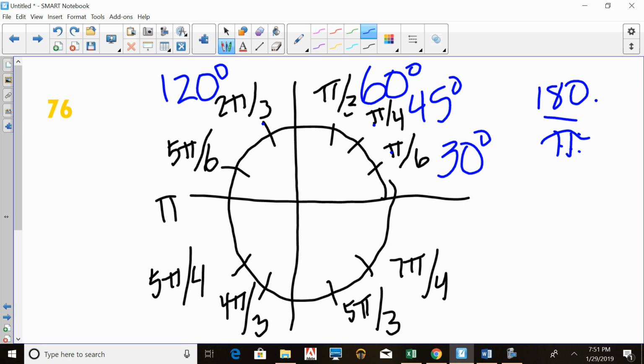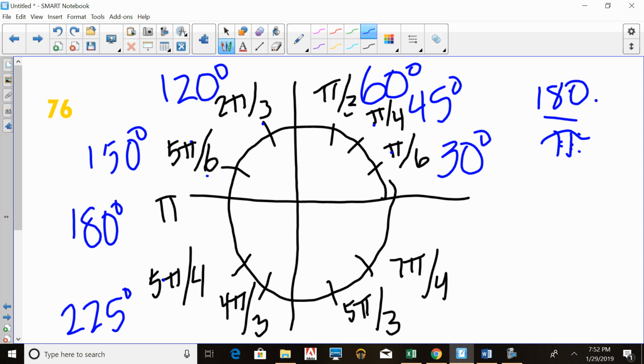5 pi divided by 6, the pi's divide out again. 6 goes in 180 30 times, and 30 times 5 is 150. Next, type 180 over pi, the pi's divide out, and you're left with 180 degrees. 5 pi over 4, the pi's divide out. 4 goes in 180 45 times, and 5 times 45 is 225.